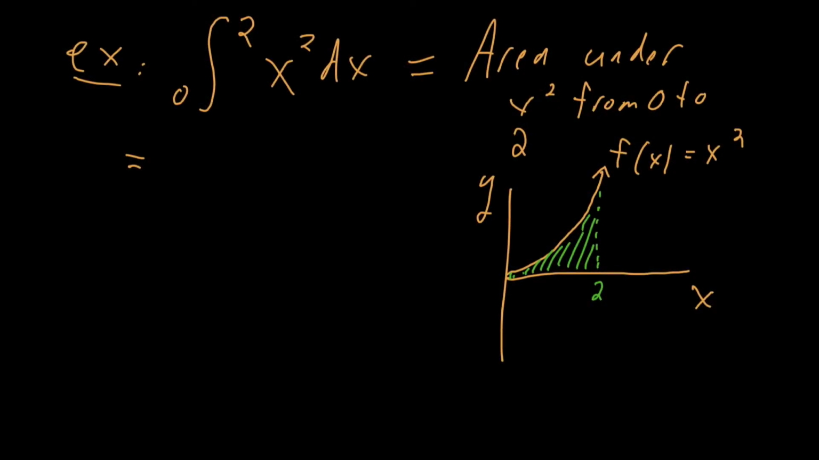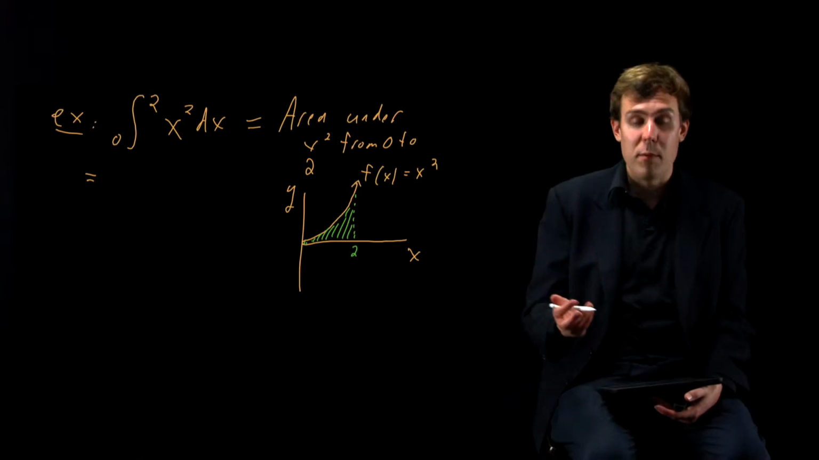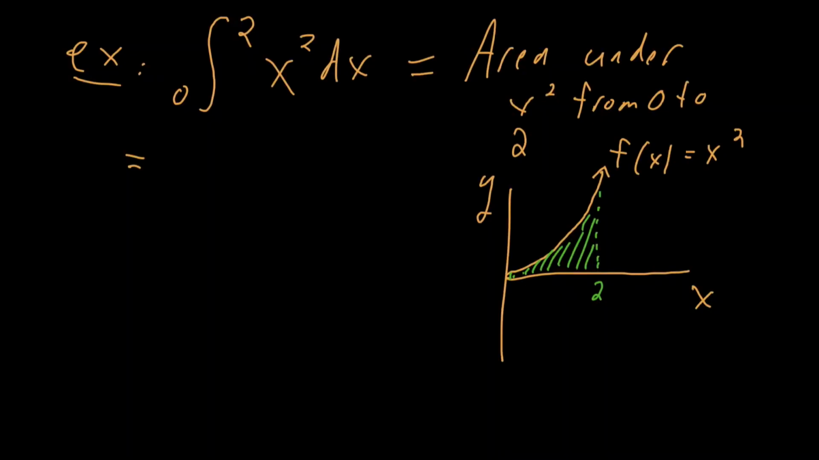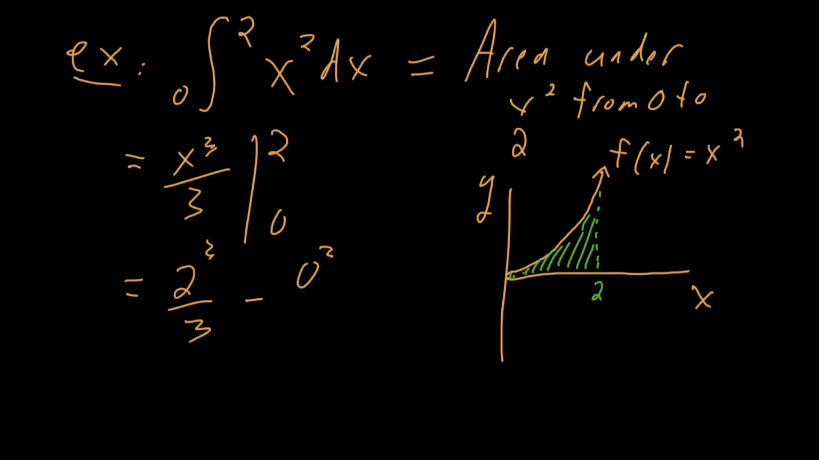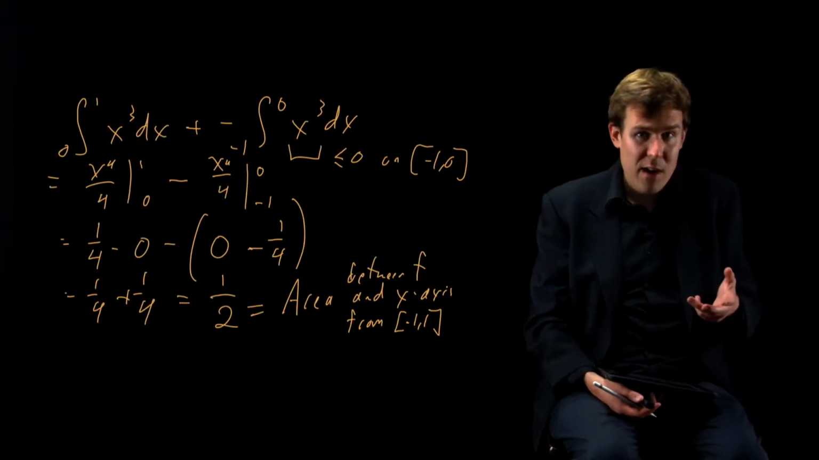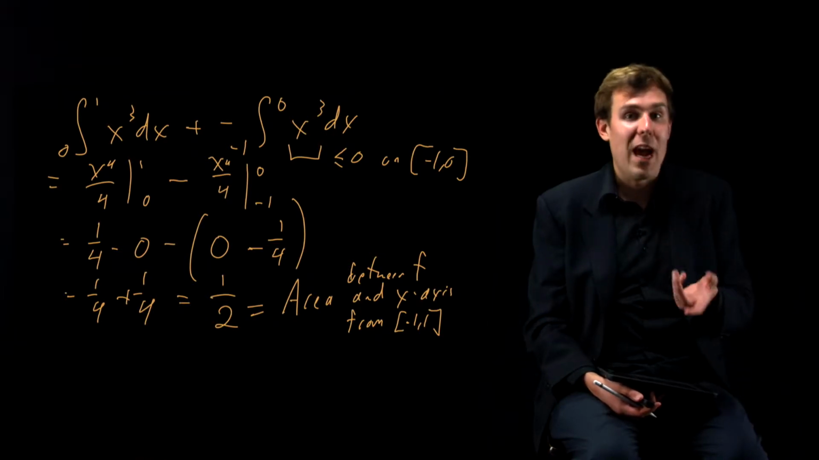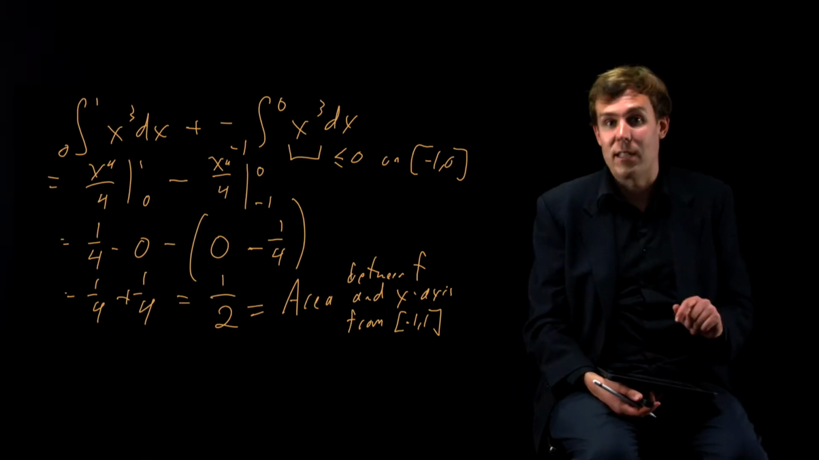Well, the easiest thing by far is just to compute the antiderivative. And we can do that with the inverse power rule. So this is x cubed over 3 evaluated at 2 and 0. So this is 2 cubed over 3 minus 0 cubed over 3. So 8/3. When I'm talking about geometric area, I need to switch that negative to positive because I'm really talking about the area between the two axes.